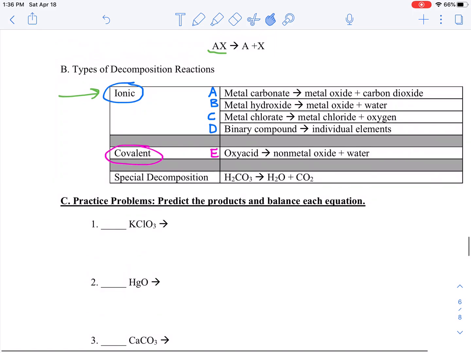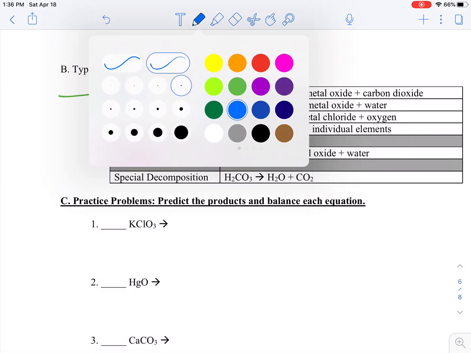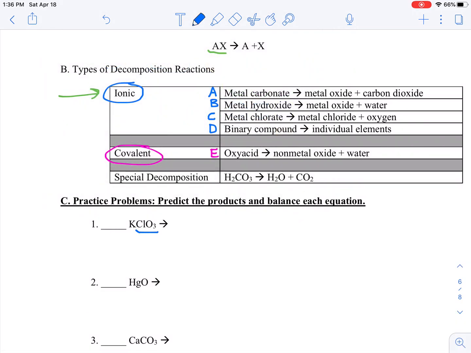So looking at number 1, you'll notice it has ClO3. ClO3 we know is chlorate. So that matches up really well with metal chlorate because we have potassium, which is a metal, bonded to ClO3, which is chlorate. So I'm going to put a letter C next to number 1 just so you know which type we're doing. Number 2 is simply a binary compound. Binary, remember, 2 things. There's just Hg and O there, so just 2 things. So we have letter D for binary compound.